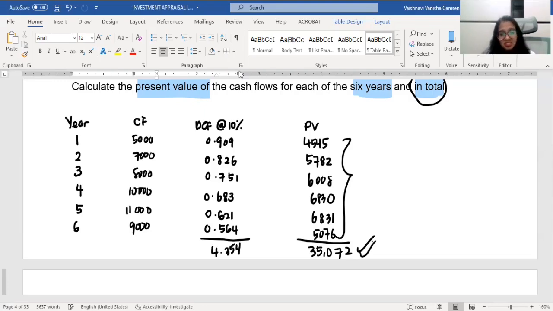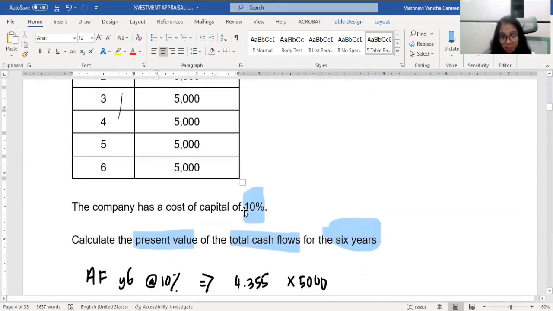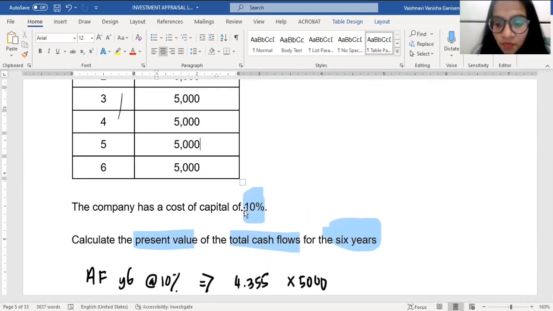4.354. 0.01 is a decimal place error, a rounding error. It's negligible, immaterial. You can just forget about it. You will effectively get the same answer anyway. All right.